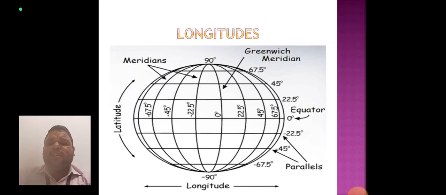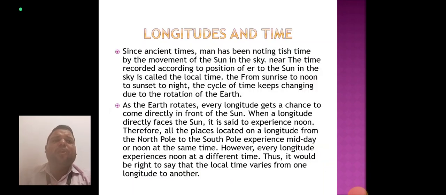Longitude lines are drawn around the Earth from the North Pole to the South Pole. These semicircles are of equal length and are known as the lines of longitude or meridians of longitude. Now, since ancient times, man has been noting the movement of the sun in the sky. The recorded position of the sun in the sky is also called the local time.